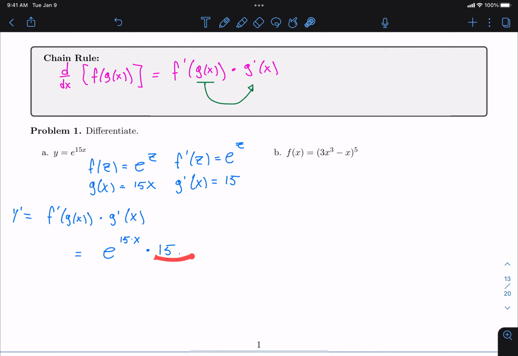Does that make sense? Makes a lot more sense. Okay, good. Any other questions on that one?